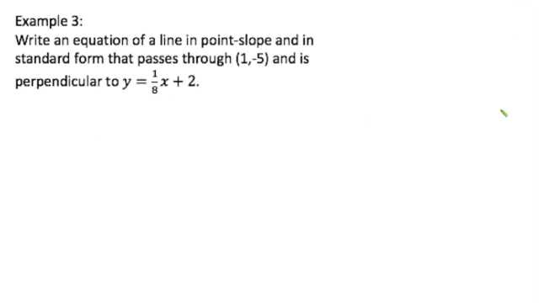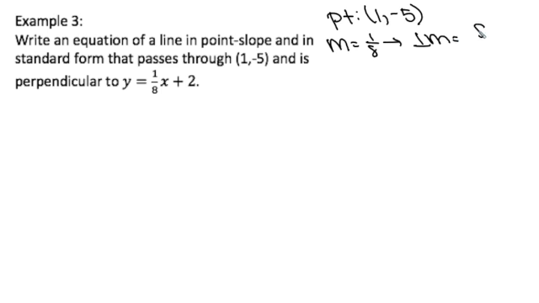Example 3, write an equation of a line in point slope and in standard form that passes through this point and is perpendicular to the given line. So I have my point, which is 1 and negative 5. My slope, though, is originally 1/8. If I want it to be perpendicular, my perpendicular slope is equal to, I'm going to flip the position, so 8 over 1, and make it negative, so I'm looking at just negative 8.